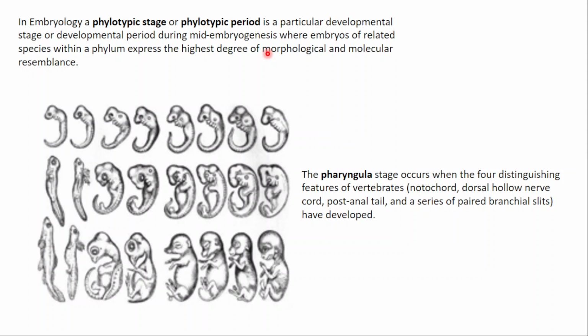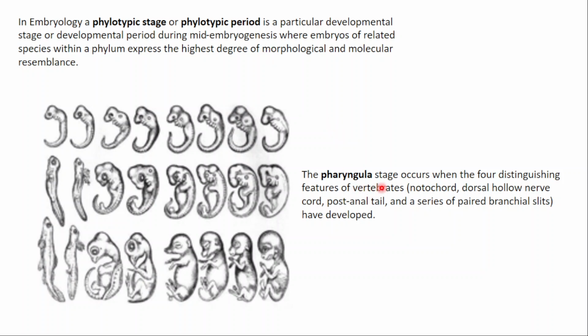So when we say that all related embryos, or all embryos in a phylum, have the same embryological features, the maximum stage up to which they resemble each other is called a phylotypic stage. After that, the structures can start to vary.